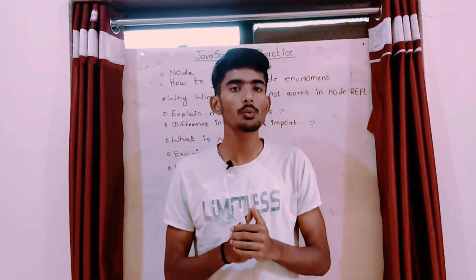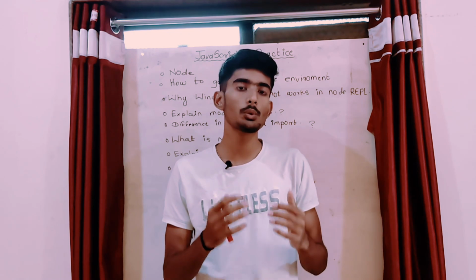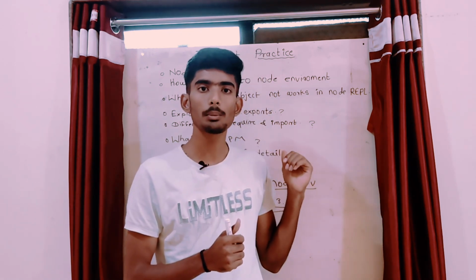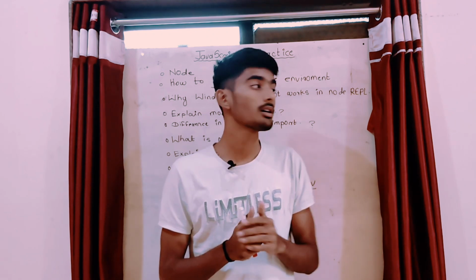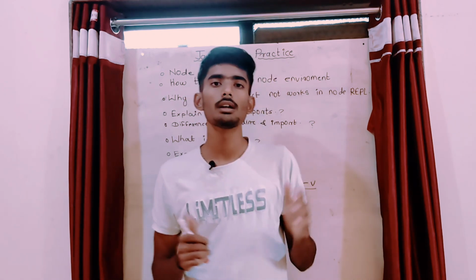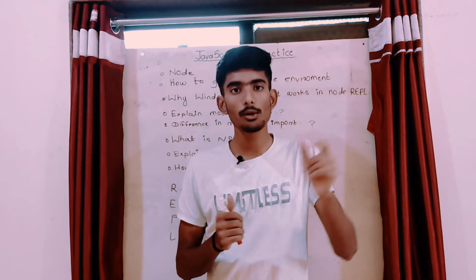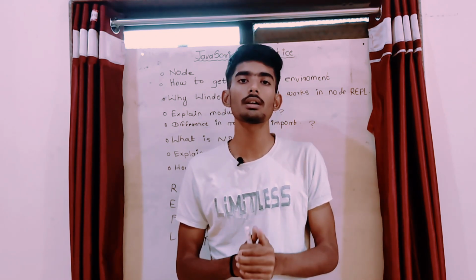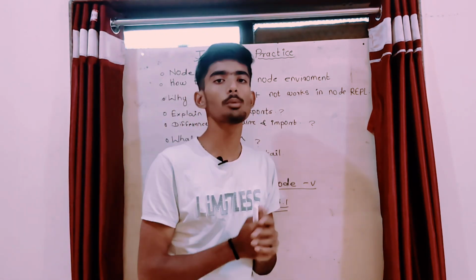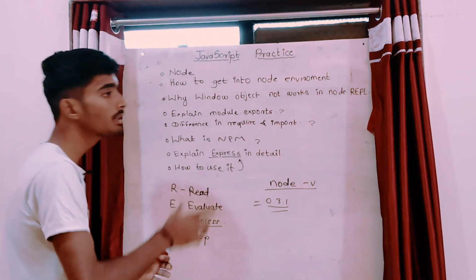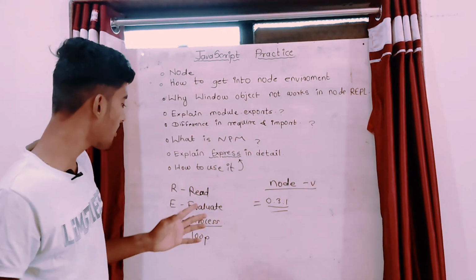Means in browser, if you will run your JavaScript, then it will be run by using the window object. But if you will run your JavaScript into the node REPL, then... sorry, I'm extremely sorry. If you will run your JavaScript into the browser, then the window object will help to run JavaScript. And if you are running your JavaScript into the node REPL, then the global object will help. Means global object is nothing but the same as the window object. Okay, I hope you have understood it.